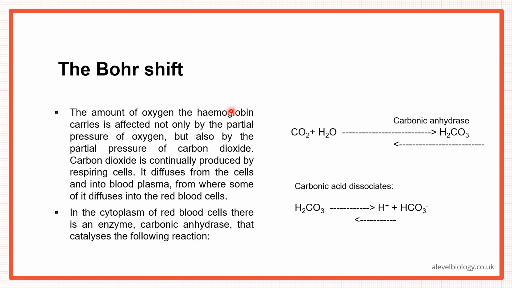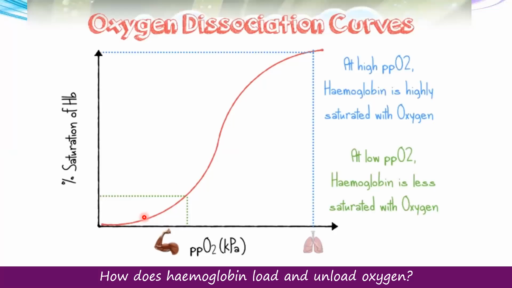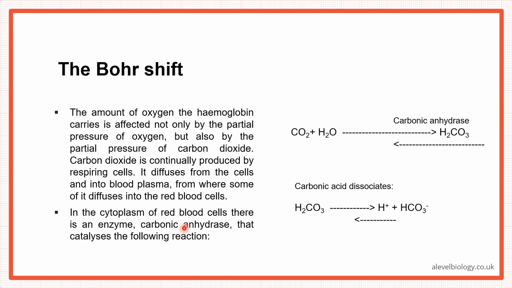So the amount of oxygen the hemoglobin carries is affected not only by the partial pressure of oxygen, but also by the partial pressure of carbon dioxide. See, we see that wherever there's more oxygen, oxygen will definitely bind to it. But if you look at this graph here, see, because in this case, there is more carbon dioxide as well. These are the respiring cells. There is more carbon dioxide being produced. So in these places, the partial pressure of oxygen will definitely be low, but the partial pressure of carbon dioxide will be high, right? So when we say this oxygen affinity, actually it is not only affected by the partial pressure of oxygen, but carbon dioxide also is involved, right? So carbon dioxide we know is continuously produced by the respiring cells.